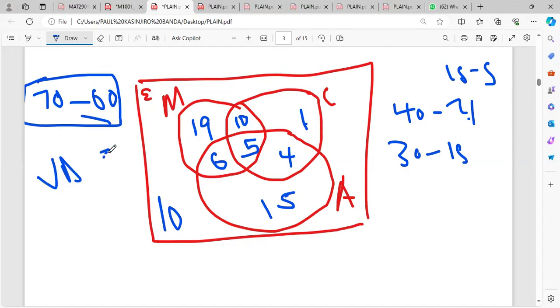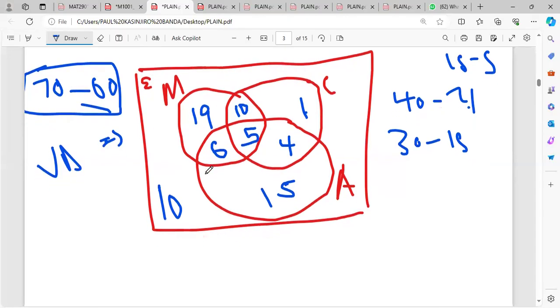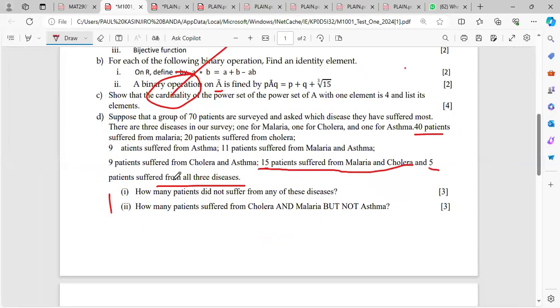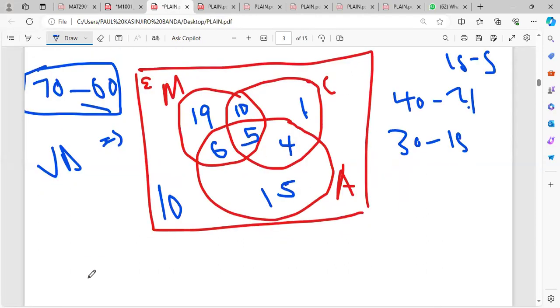And then once you draw a Venn diagram, it means the rest of the question will just be easy. You'll just be getting your answers from the Venn diagram. So for example, they're saying how many patients do not suffer from any of these diseases. So from the Venn diagram here, we can see that 10 didn't suffer from any of these diseases, right? And then, what are they asking us to do?